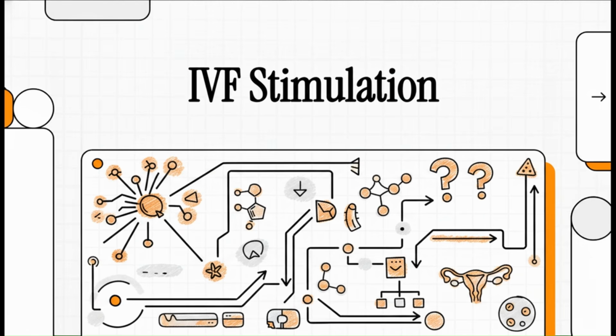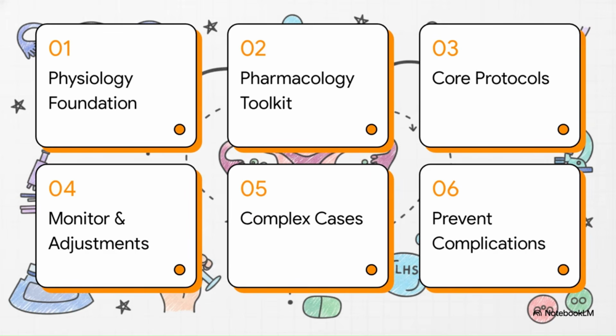I mean, we need to master exactly why we choose one specific protocol over another for a highly specific patient profile, and precisely how to pivot when you're right in the middle of a cycle. So here's our clinical roadmap for today. We'll start with the physiological foundation, move into our pharmacology toolkit, discuss the core protocols, look at monitoring and adjustments, tackle managing complex cases, and finally, preventing complications. Let's just get right to work.